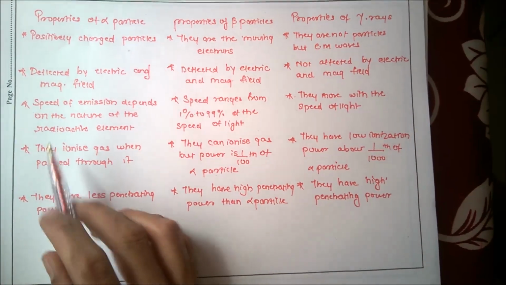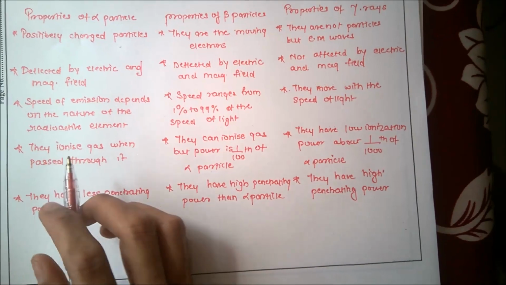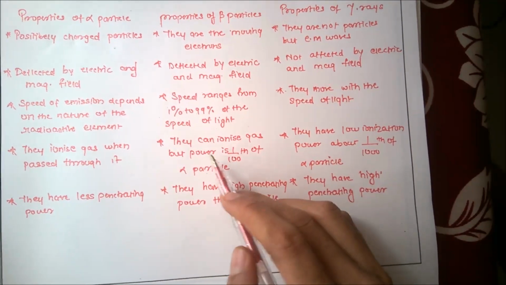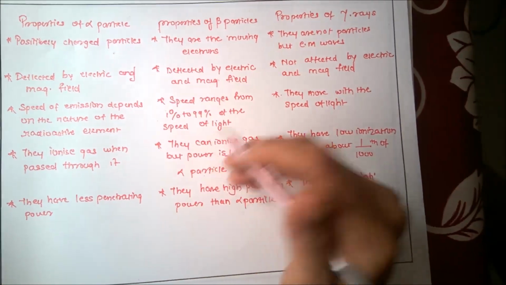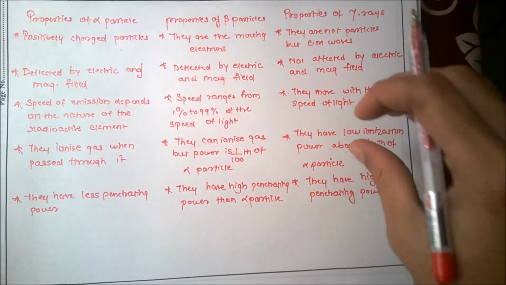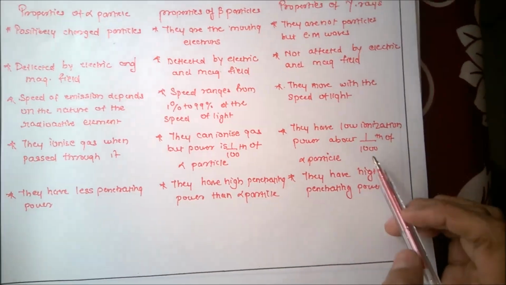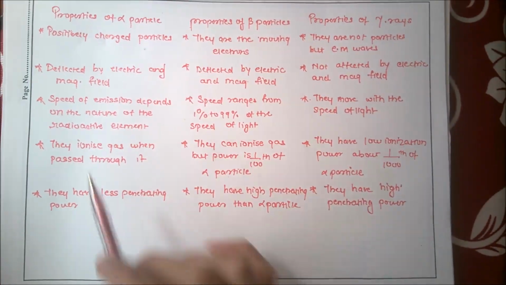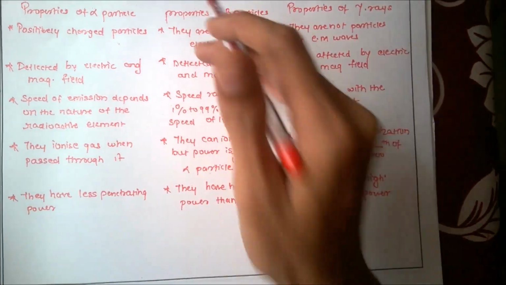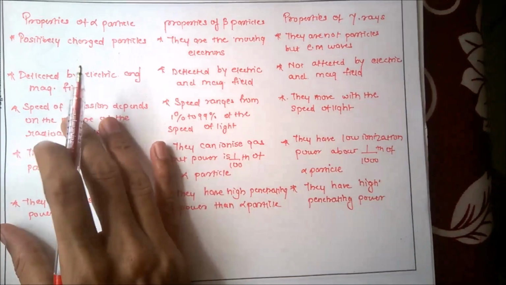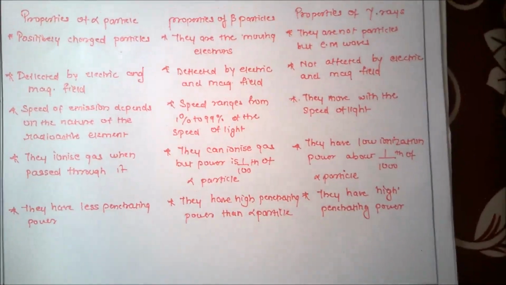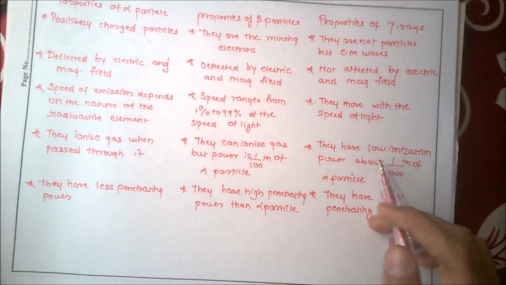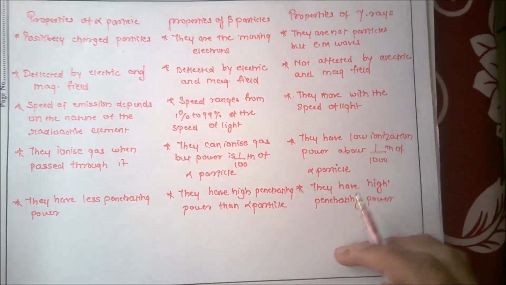Next, the ionization power. Alpha particles can ionize the gas when they pass through the gas. Beta particles can also ionize the gas, but the power is about 1/100th of an alpha particle. In a similar way, gamma rays have very low ionization power, around 1/1000th of an alpha particle. Next, about the penetrating power. Alpha particles are very less penetrative. Beta particles are more penetrative than alpha particles. And gamma rays have very high penetration power. They can even penetrate through 25 centimeter thick iron plates. So the gamma rays have high penetration power.